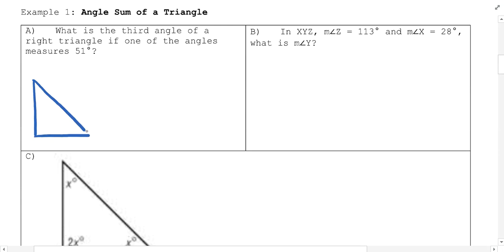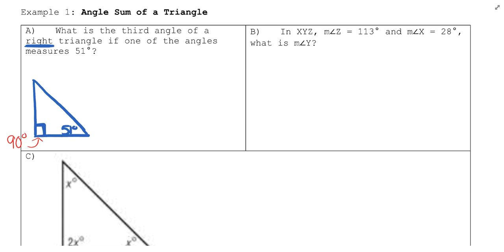I notice in my description it says this is a right triangle, so I'm going to draw a right triangle, and it tells me that one of the angle measures is 51 degrees. For the sake of labeling our diagram, it does not matter which you label as 51 degrees, because regardless it will work out the same. The key part is we have to remember that a right angle is 90 degrees.